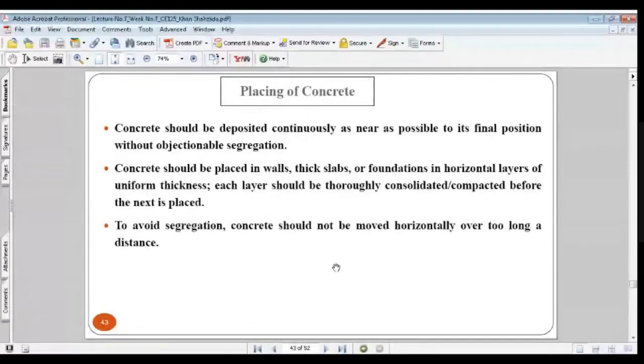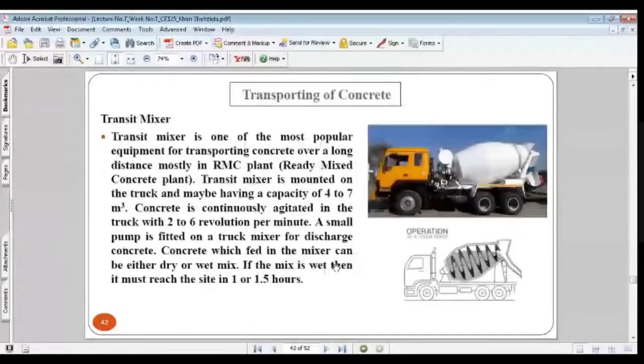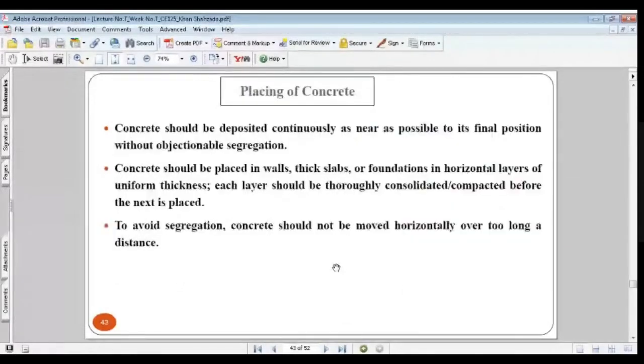Bismillahir rahmanir rahim. So if you remember, in the last class we talked about transportation of concrete. Today we will be talking about placing of concrete, how we can handle and how we can place the concrete on the project site. So concrete should be deposited continuously as near as possible to its final position without objectionable segregation.